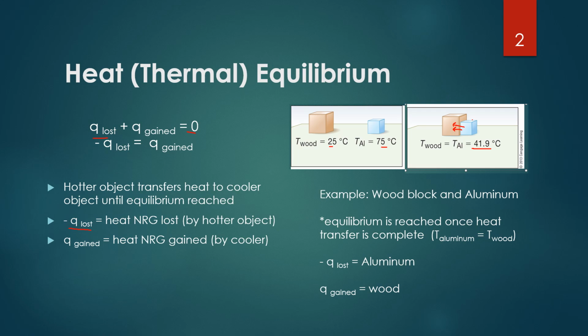In the case of the aluminum and the wood then, since the aluminum was the hotter object, that's the object that is losing heat. So it's going to have a negative Q value. And the wood, since it was gaining heat, will have a positive Q value.